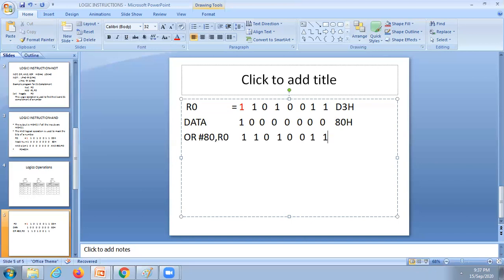So what will be the answer for this operation? The answer is 1 1 0 1, which again is D. You will get D3H. That means you will get the same number if you do the OR operation.